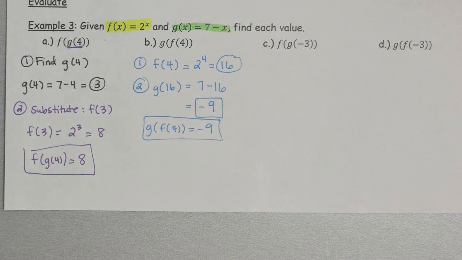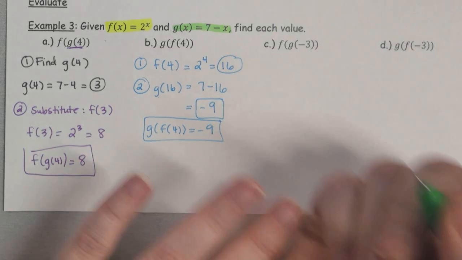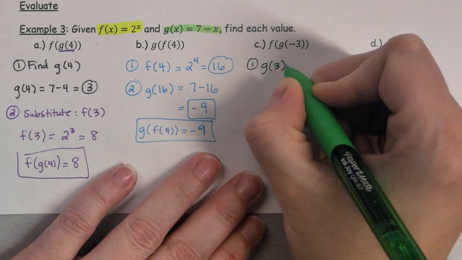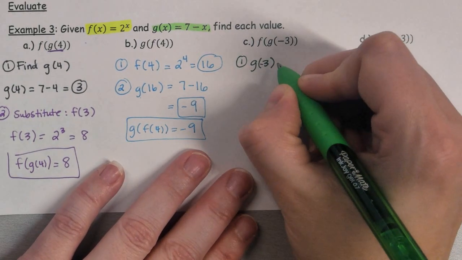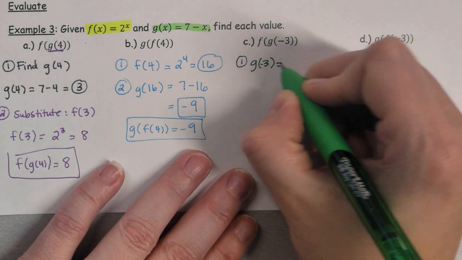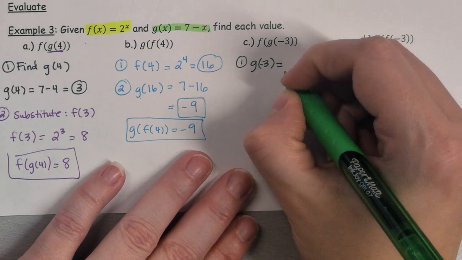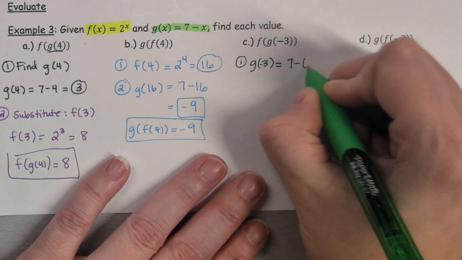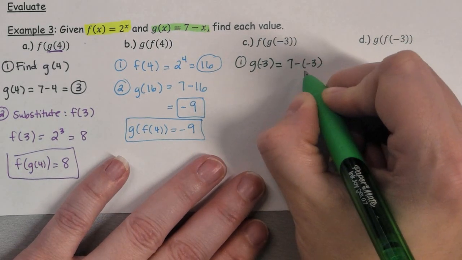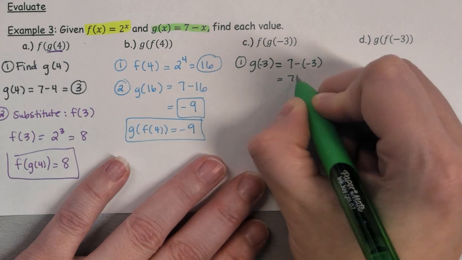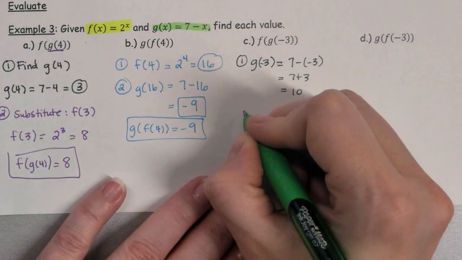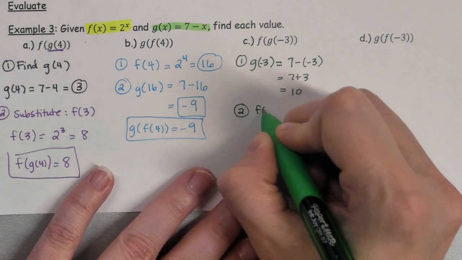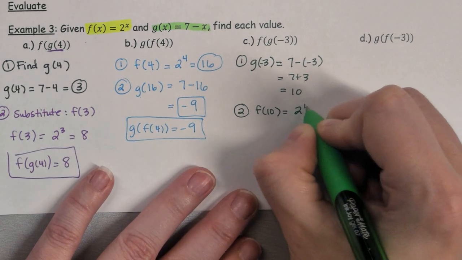Alright, so for C, when you do g of negative 3, what did you guys get? Rashawn, what'd you get for g of negative 3? Okay, because you have minus and negative, so that's going to become plus, right? So 10. And then in your second step, you did f of 10, which is 2 to the 10th. Okay?